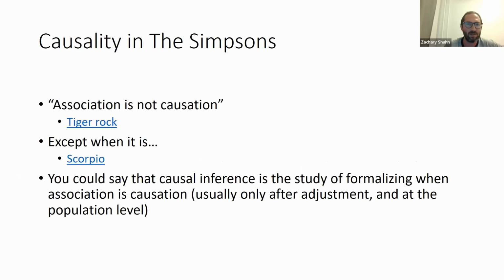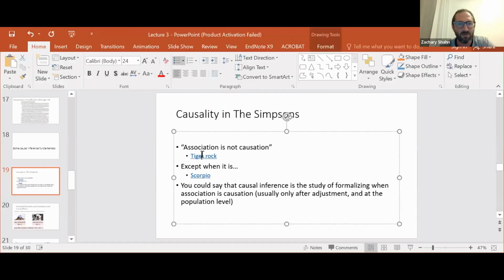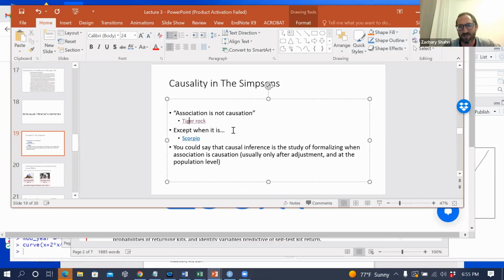Causal inference fundamentals. So I have two clips from The Simpsons that illustrate some typical attitudes towards causality. The first illustrates association is not causation, which is true usually, and is a trope that I think most people are familiar with. But sometimes it actually is, right? We estimate causal effects by looking at associations. They might be special kinds of associations or associations in special circumstances.